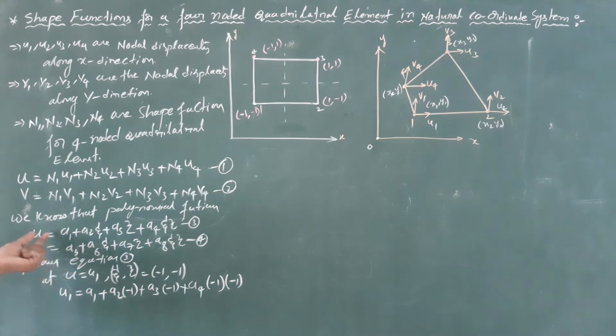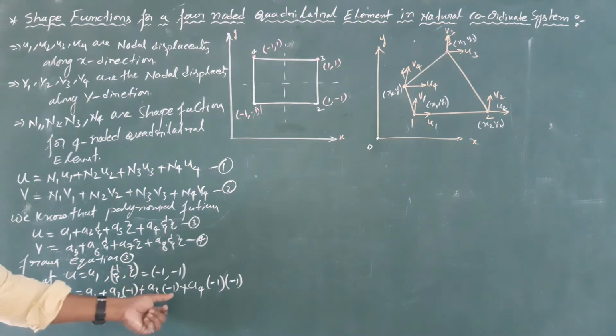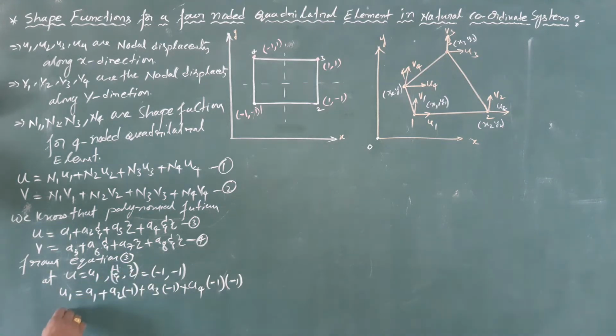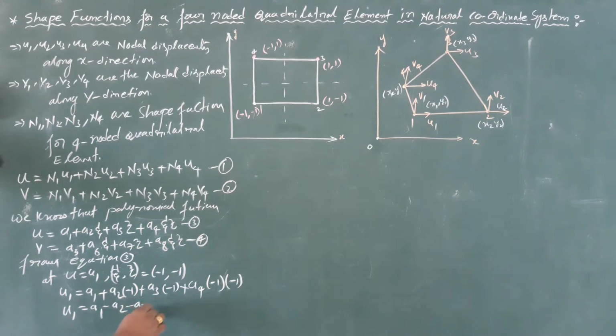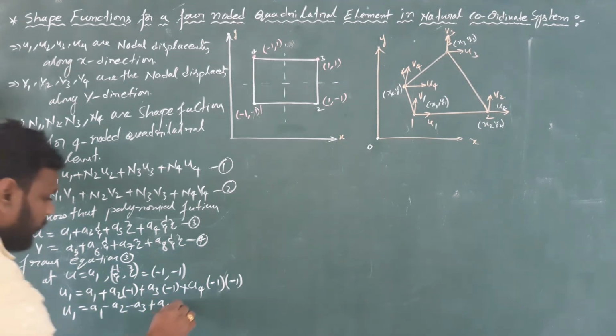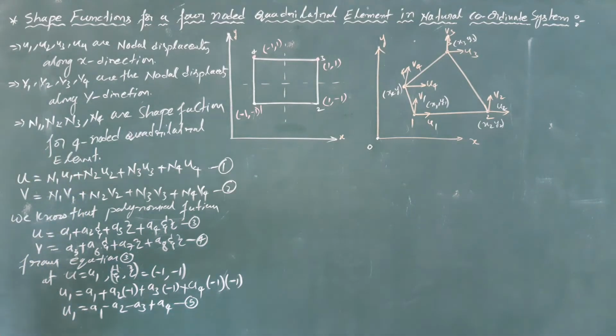Okay, u means u1. So a1 is the constant of the polynomial function, plus a2 into ξ value -1, plus a3 into η value, also -1. After simplification, we will get u1 = a1 - a2 - a3 + a4. This is equation number 5.